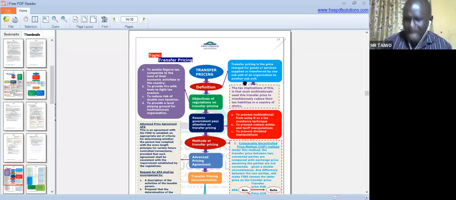Now, why are we doing transfer pricing as a topic? It also boils down to multinationals. They always find a way of reducing their tax liability in their host country. And how do they do that? They can use transfer pricing. Let's say, for instance, MTN. I'm not saying MTN is involved in transfer pricing, please. I just want an example to drive home my point. Let's assume MTN has a division in Nigeria and a division in South Africa.